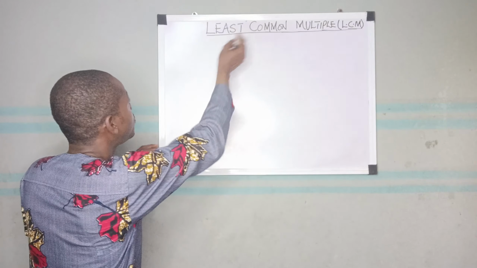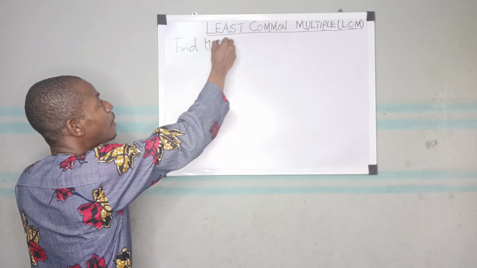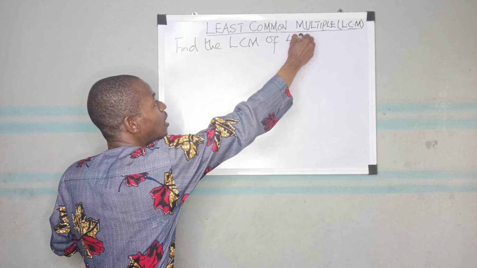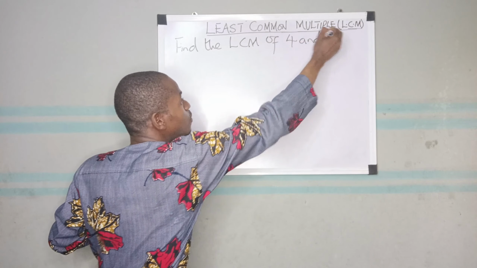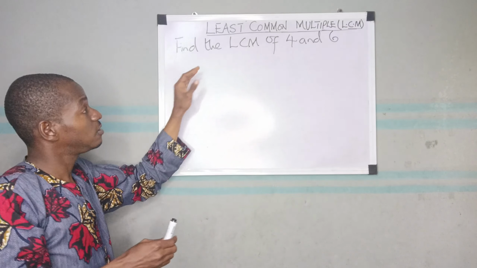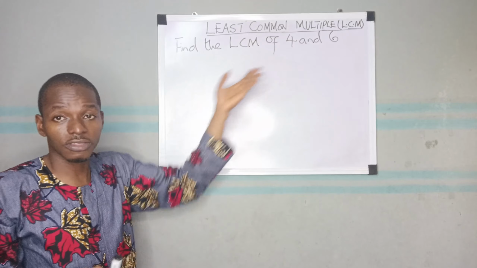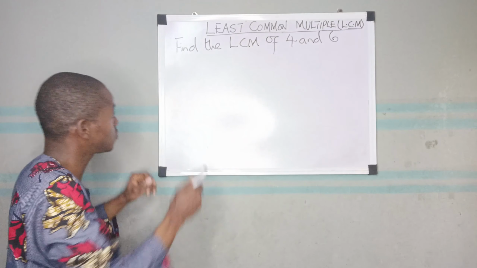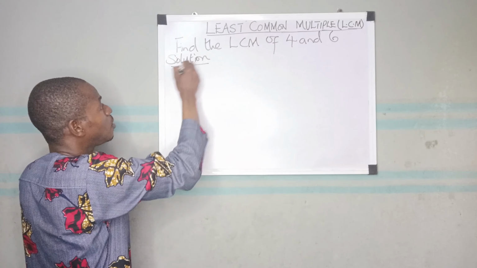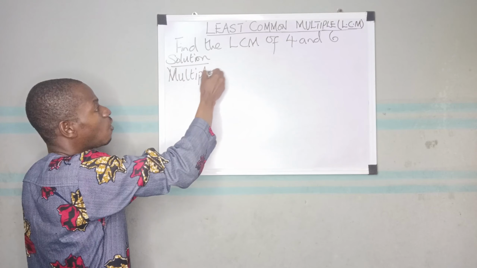Okay, let's take example 1. Find the LCM of 4 and 6. Okay, you can be asked a question like this: find the LCM of 4 and 6. Now, let's use the first method. We list out the multiples of both 4 and 6. Okay, the solution. So the first one, multiples of 4.